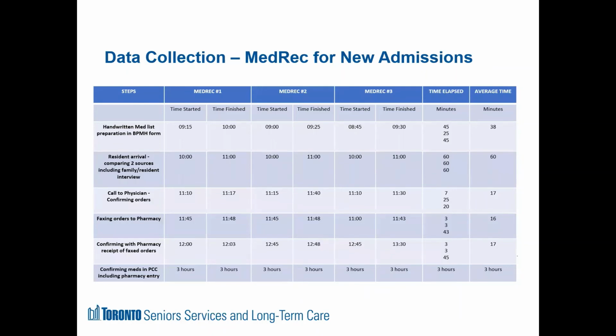In our data collection, we found that the average time for handwritten Medrec preparation was 38 minutes. The average time comparing two sources, including family and resident interview, was 60 minutes. Confirming orders with physicians, average time was 17 minutes. Faxing orders to pharmacy took over 16 minutes. Confirming with pharmacy took over 70 minutes. And in our last step, confirming medication orders in the PointClickCare system took over 3 to 4 hours. Next slide, please.